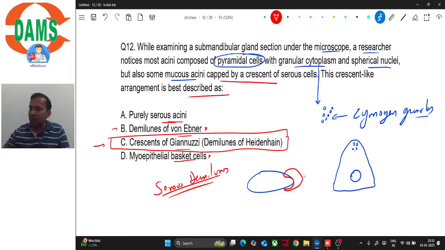because these serous demilunes or crescents are made up of pure serous acini, isn't it? So what are these crescent-shaped structures? They are pure serous cells. But what are they described as? They are described as serous demilunes, isn't it? So when the question is asking what they are described as, they are talking about the name, isn't it?